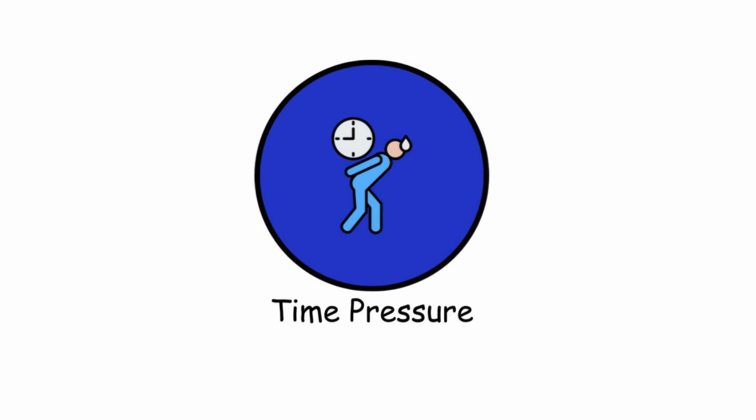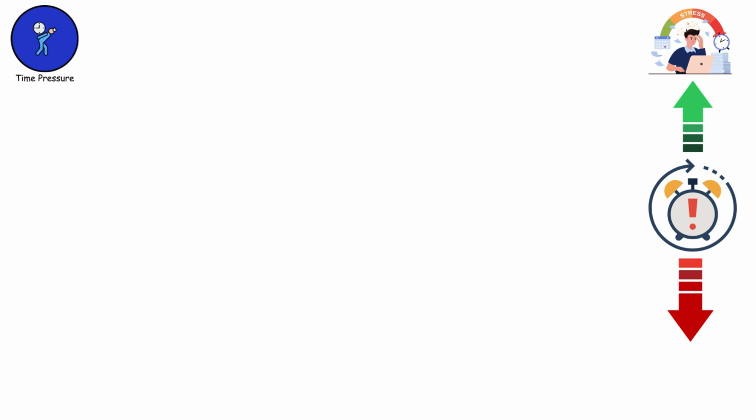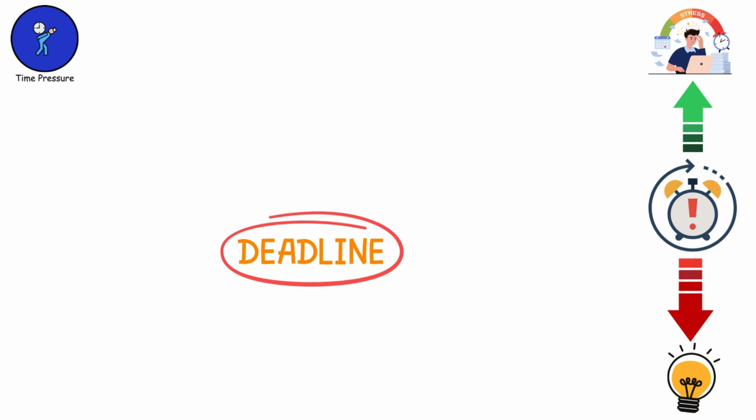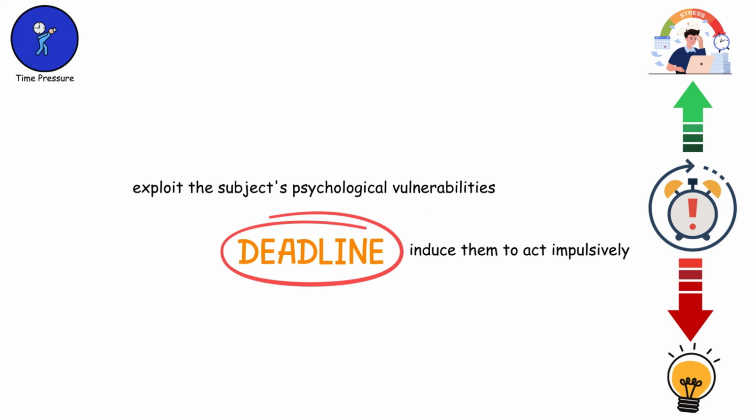Time pressure. Creating a sense of urgency or time pressure can increase the subject's stress levels and decrease their ability to think rationally or strategize effectively. Interrogators may impose deadlines or time limits on the subject's responses, emphasizing the importance of quick decision-making or cooperation. Time pressure aims to exploit the subject's psychological vulnerabilities and induce them to act impulsively or disclose information hastily.